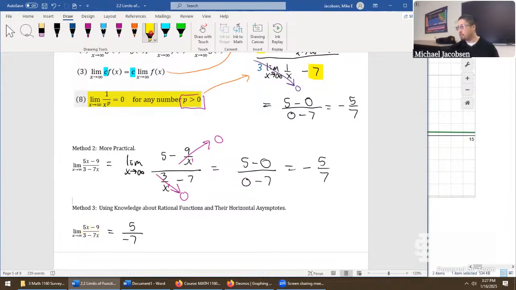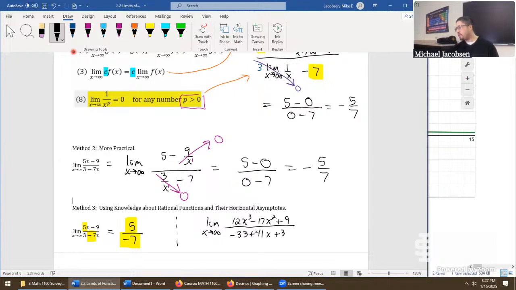Let me try to show this in a better way. We take the coefficient of x in the numerator, coefficient of x in the denominator, and literally drop them in. That's the value of that limit. It could be something like this as well. Limit as x goes to infinity of maybe it's 12x cubed minus 17x squared plus 9. Looking like a complicated limit already. Over minus 33 plus 41x plus 3x cubed.